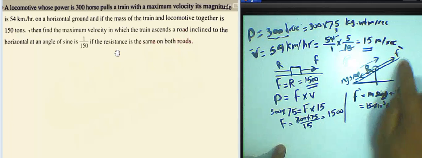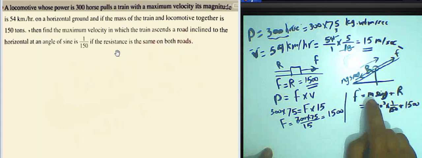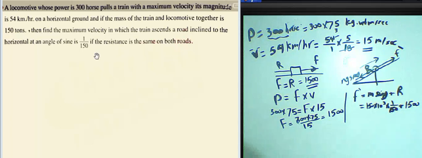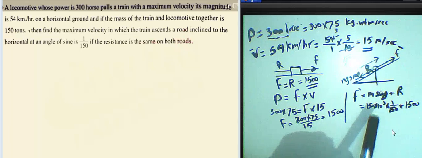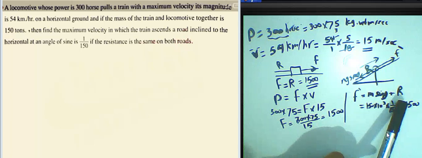We know F dash equals mg multiplied by sin theta plus R. Then F dash equals the weight, 150 ton. We must convert it from ton to kilogram by multiplication by 1000. He gives us this information. Multiplied by sin theta, 1 over 150. We write the weight 150 multiplied by 10 power 3. Don't write mg, because we want to find F dash, and we have R here.